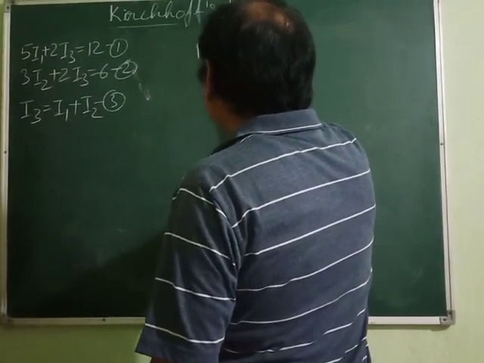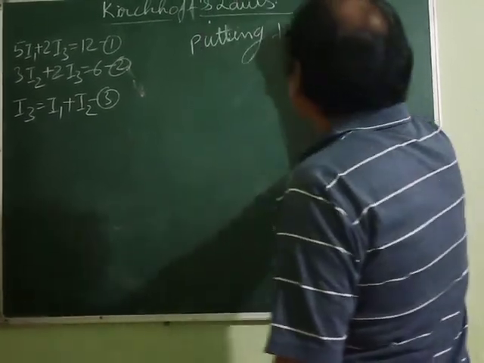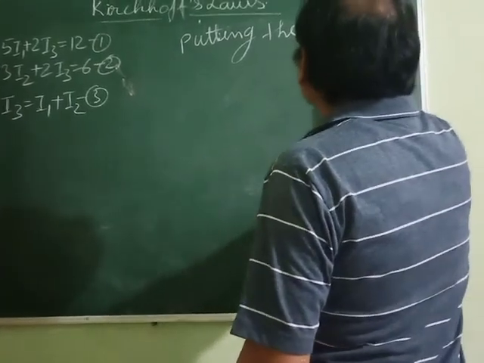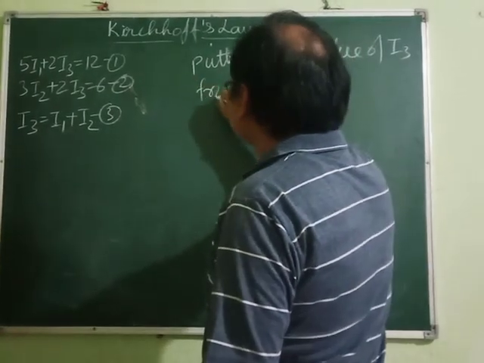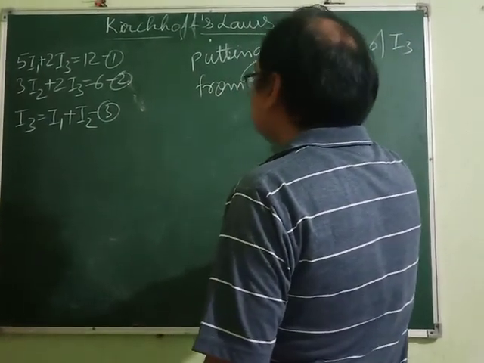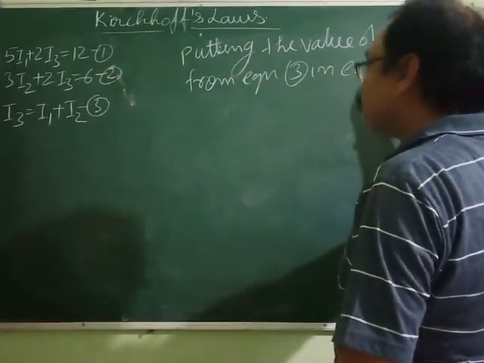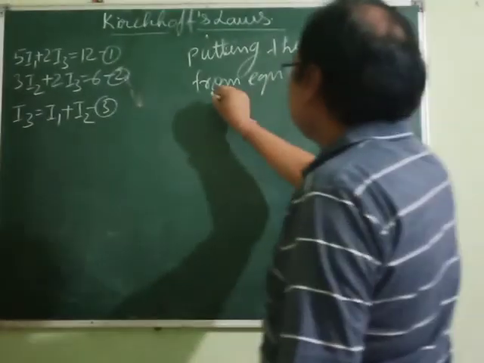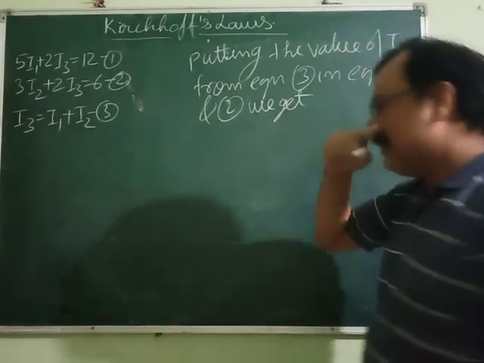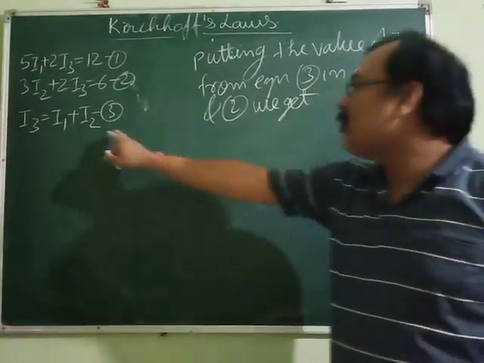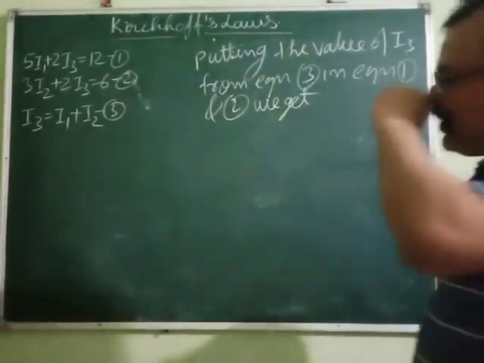putting the value of I3 from equation 3 in equations 1 and 2, we get. Okay, so let's see what we get. We are going to put the value of I3 in equations 1 and 2. So when we put it in equation 1, what will we get?